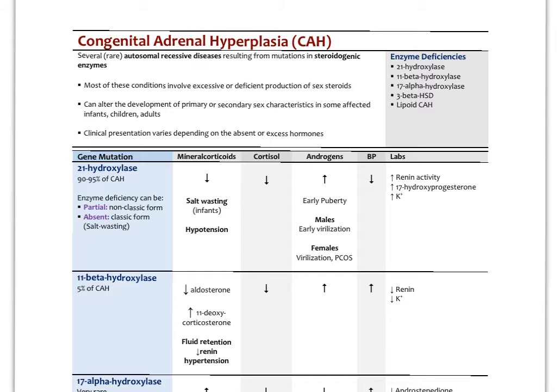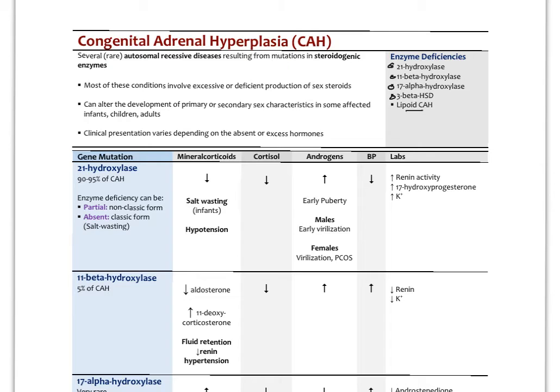The most common enzyme deficiencies will involve the 21-hydroxylase. Next in line would be 11-beta-hydroxylase, 17-alpha-hydroxylase, 3-beta-hydroxysteroid dehydrogenase, and then lipoid congenital adrenal hyperplasia usually involves deficiencies of many of these different enzymes. And so that one actually ends up producing very little, if any, of the adrenal steroids. And typically, the more severe the congenital adrenal hyperplasia, the less compatible with life that's going to be. So these are very, very rare because most of those infants don't survive that mutation.